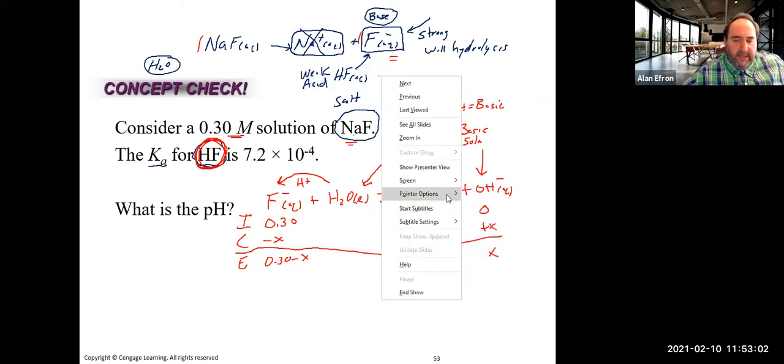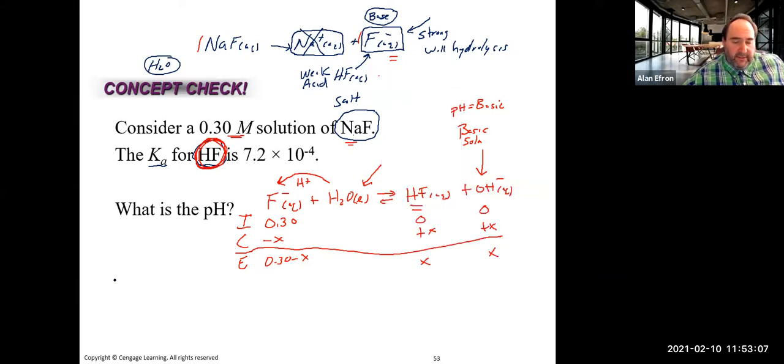Now, just like a normal ICE table, at this point, we're going to put it into our equilibrium expression. So that's going to be K is equal to our products, which is our HF times our OH minus divided by our F minus. And now here's where people run into problems as well. They want to use this number.